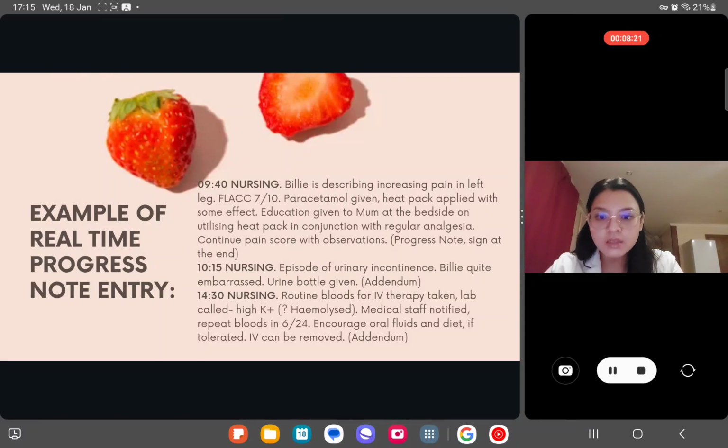At 10:15 nursing, episode of urinary incontinence. Billy is quite embarrassed and urine bottle is given, in brackets, addendum. And at 14:30 nursing, routine bloods for IV therapy is taken. Lab called with high potassium, hemolyzed. Medical staff notified. Repeat bloods in 6/24. Encourage oral fluids and diet if tolerated. IV can be removed, in brackets, addendum.